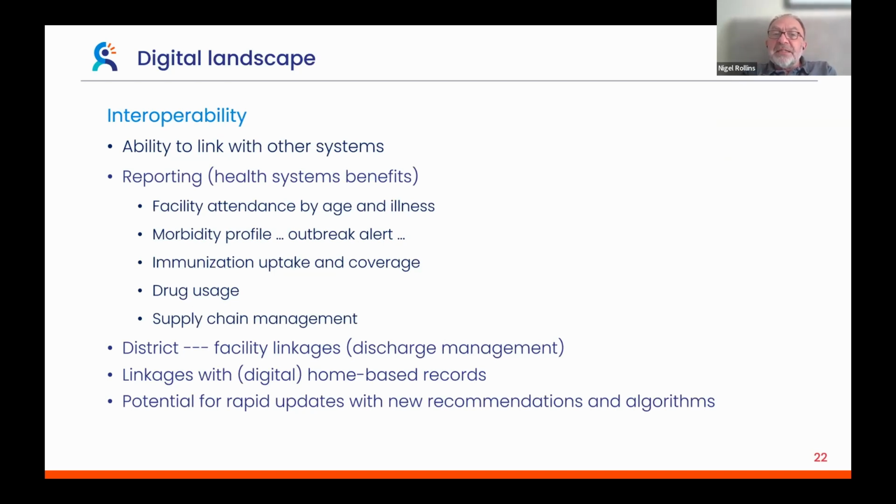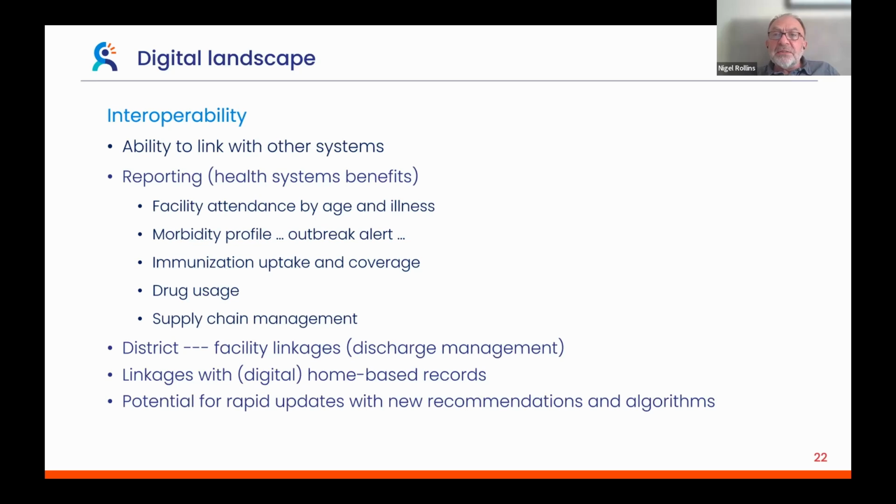It means that things like facility attendance by age and illness can be captured almost real time. These numbers can go to a district office almost immediately. It means that you can estimate and see morbidity profiles almost real time. It would potentially allow you to see an outbreak alert because you're seeing many more children of an age presenting with diarrhea. It allows you to calculate and see immunization uptake and coverage. It allows you to track drug usage and to link in with supply chain management. That's what the standards and the interoperability sell.